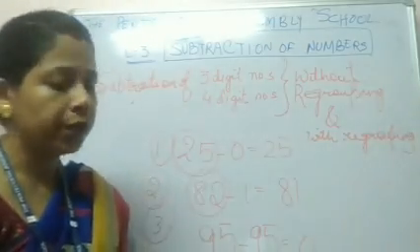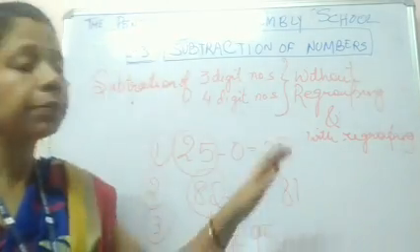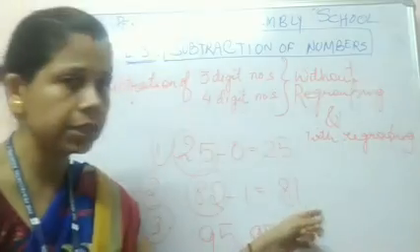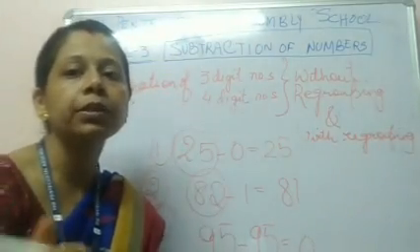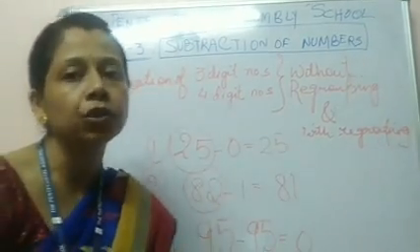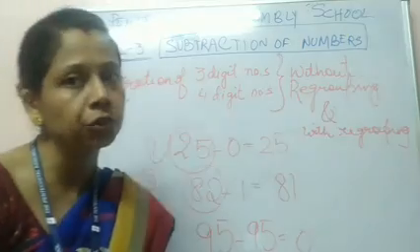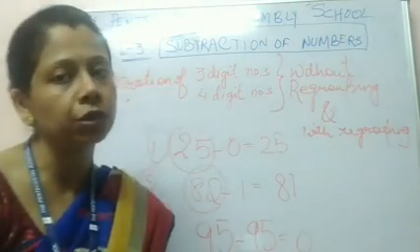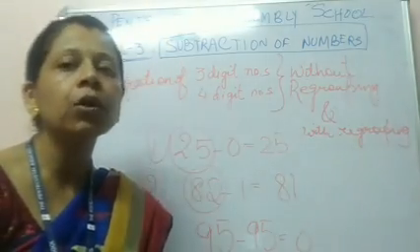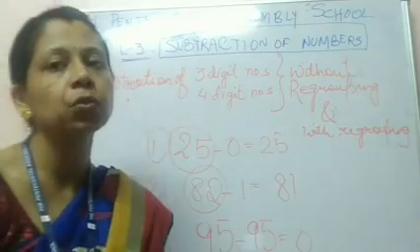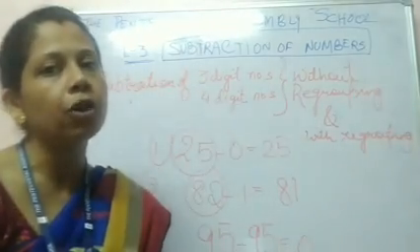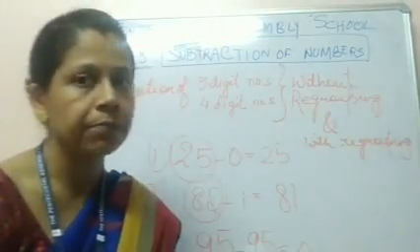Now in regrouping, this is a simple subtraction that I just showed before this, that you have done in class 2. Now regrouping is divided, like regrouping from tens to ones, regrouping from hundreds to tens, and regrouping from thousands to hundreds. What we are going to do today is regrouping from tens to ones and regrouping from hundreds to tens. Okay, students.